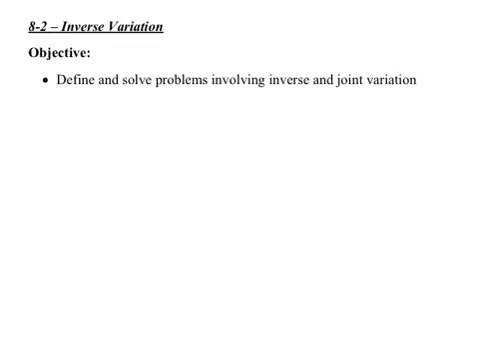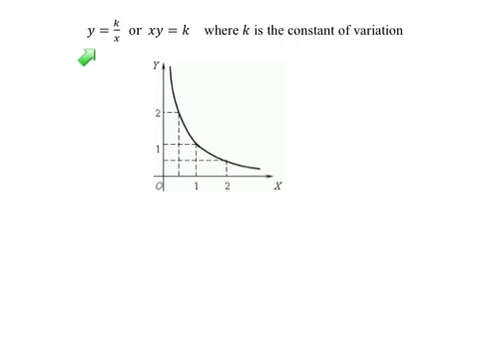Section 8.2, inverse variation. The objective in inverse variation is to define and solve problems that involve inverse and joint variation. So we start with our equation y equals k over x. And the reason we write it this way is because these variables y and x are inversely related to one another. In the previous lesson we wrote y equals kx because y and x were directly related to one another.